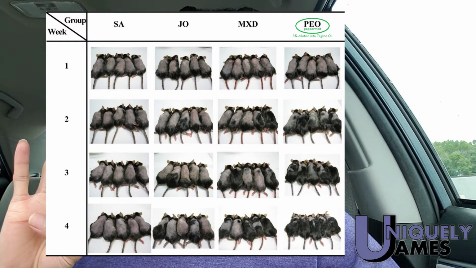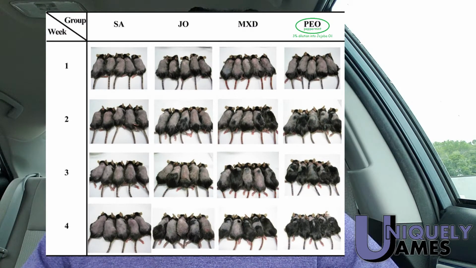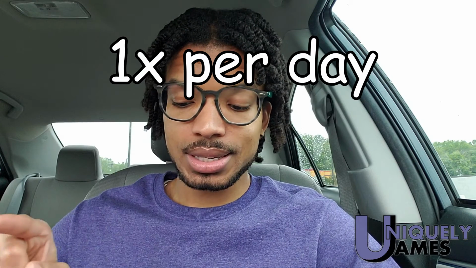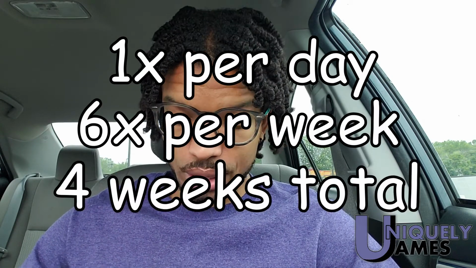So don't let that confuse you. 4 groups of rats, 4 topical applications, 4 weeks, okay? Each of those 4 applications were topically applied to the shaved dorsal area of the rats once a day, 6 days a week for 4 weeks.